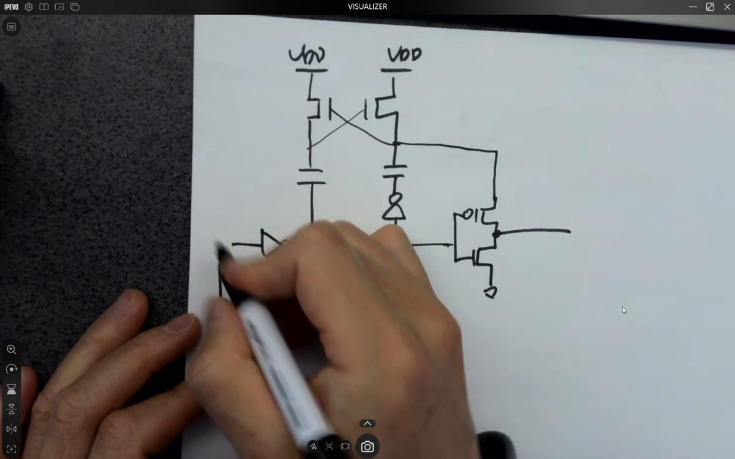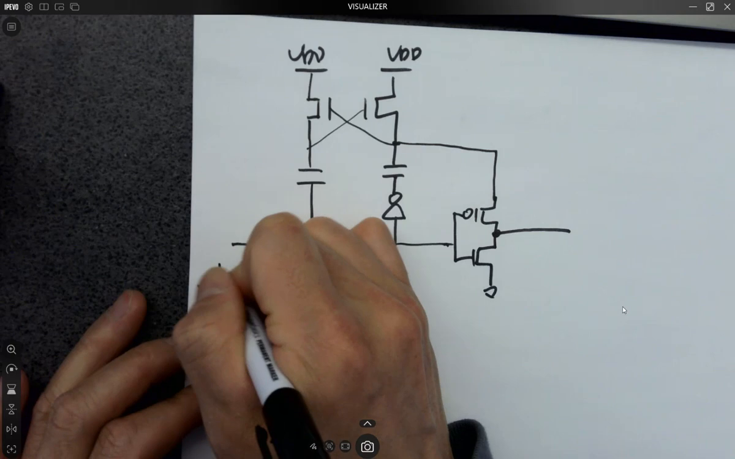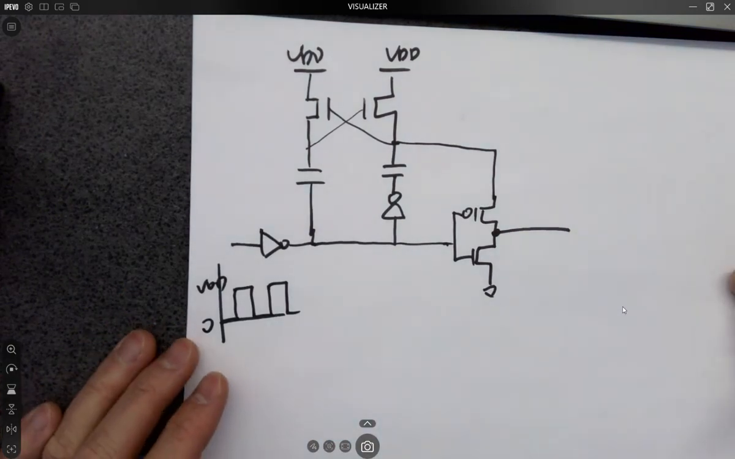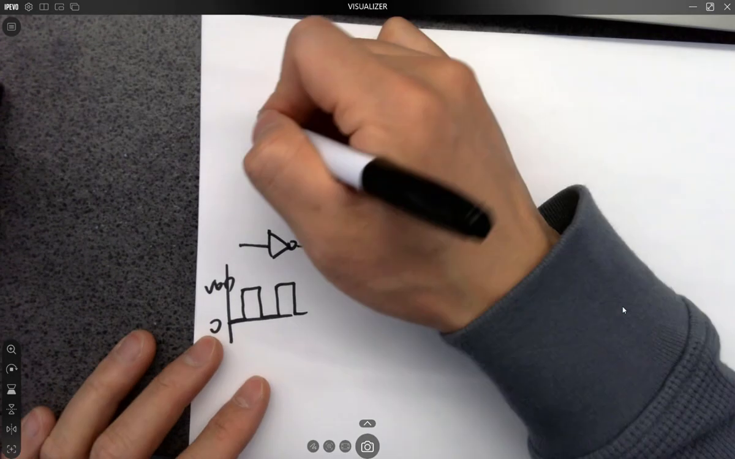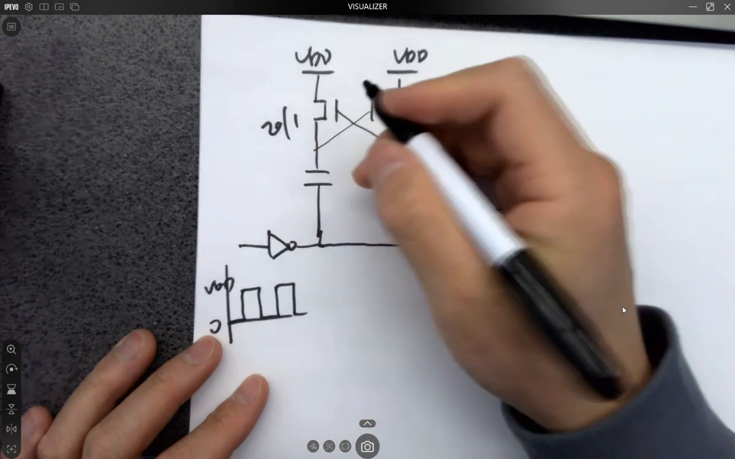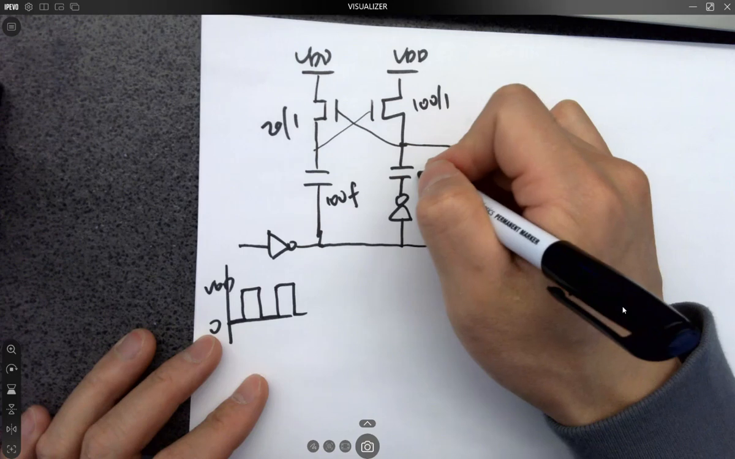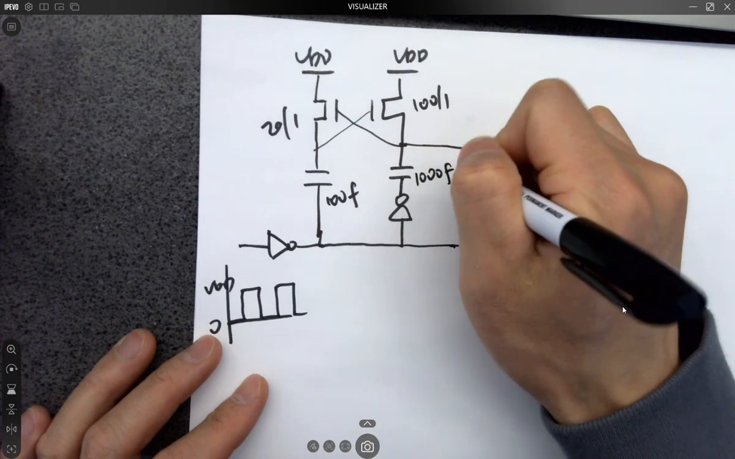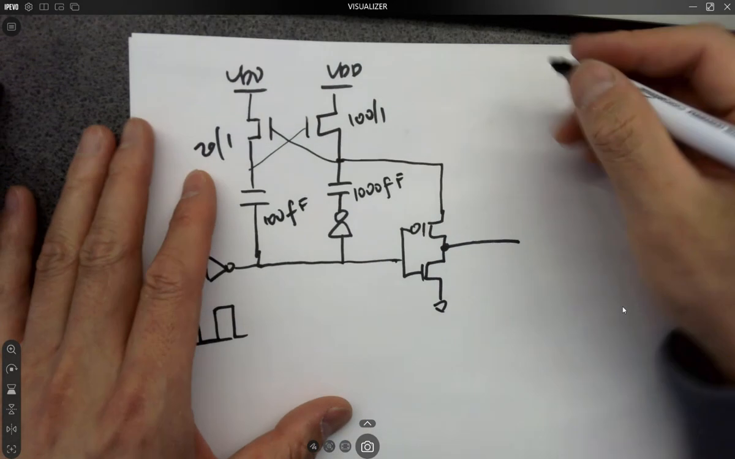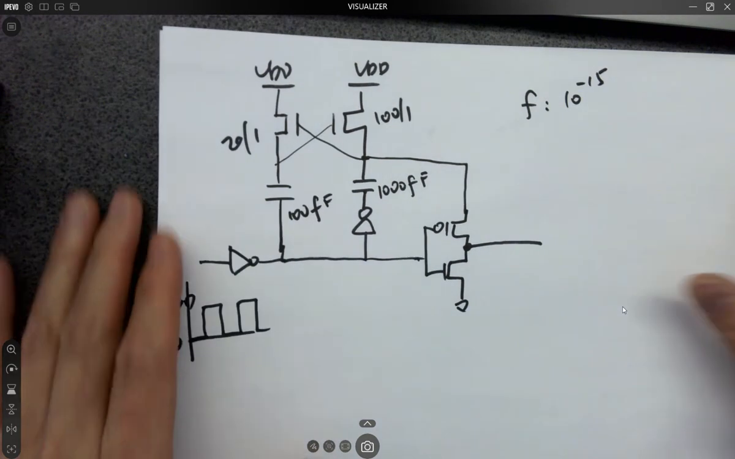This is from 0 to VDD. Let's look at this circuit. A few things we need to know. Ratio 20 to 1. Ratio 100 to 1. Here 100 femtofarads. 1000 femtofarads. Femto is 10 to the what? -15th, right? Okay.